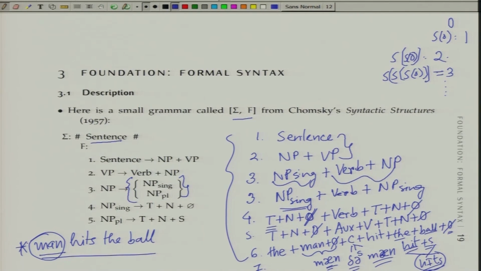So we have seen how Chomsky made syntax a formal discipline, and we now understand the meaning of the word formal. Thank you.